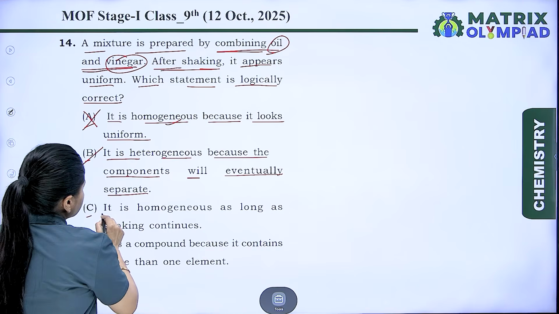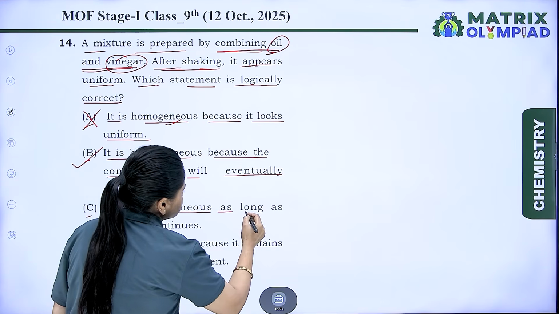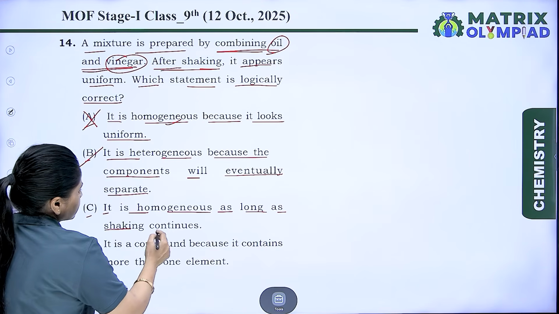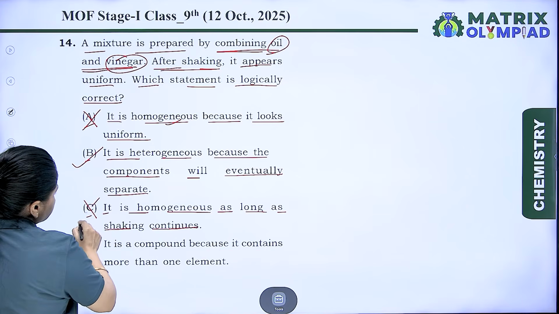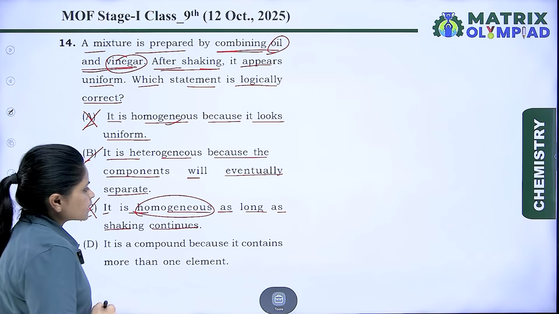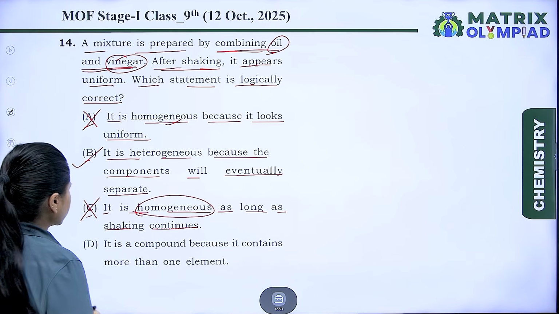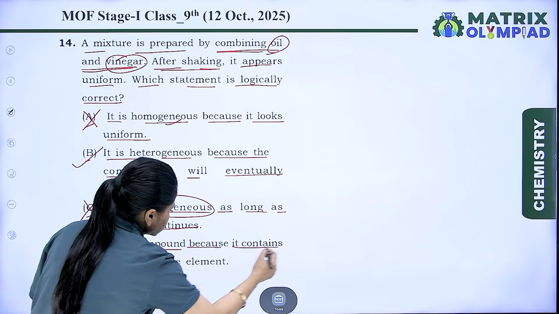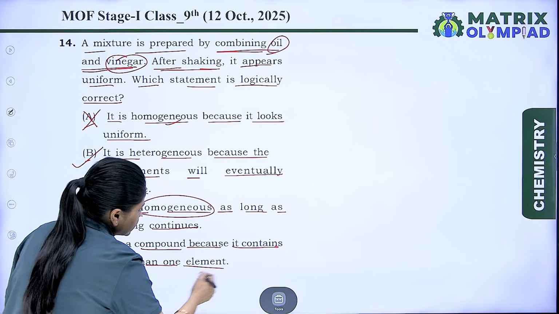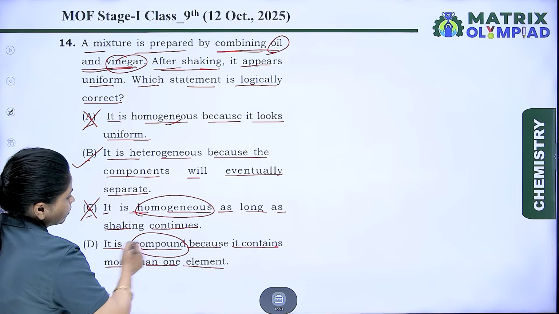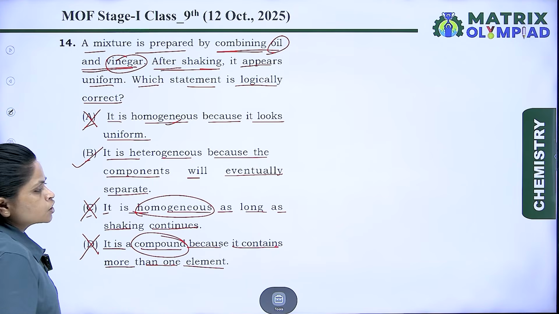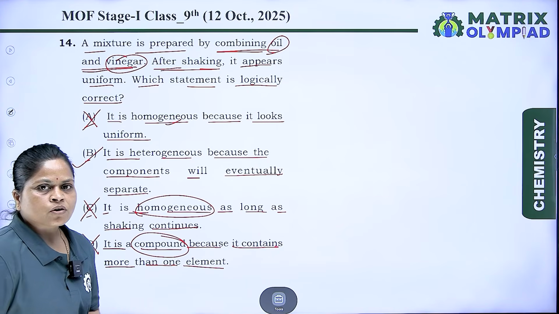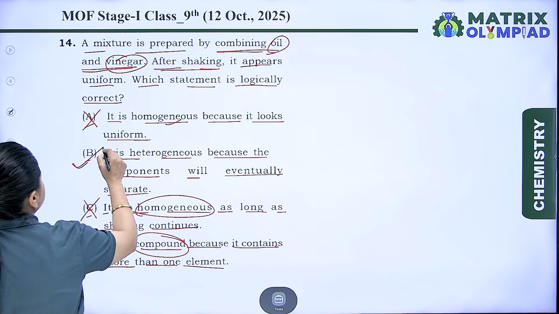Now C, it is homogeneous as long as shaking continues. No, it is not homogeneous. It remains heterogeneous. So it is a wrong option. D, it is a compound because it contains more than one element. No, it is not a compound. It is a mixture. So the D option is also wrong. The correct answer is B.